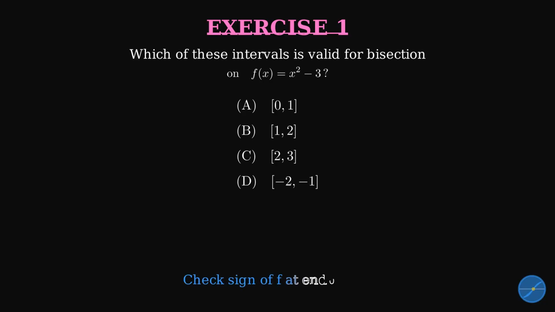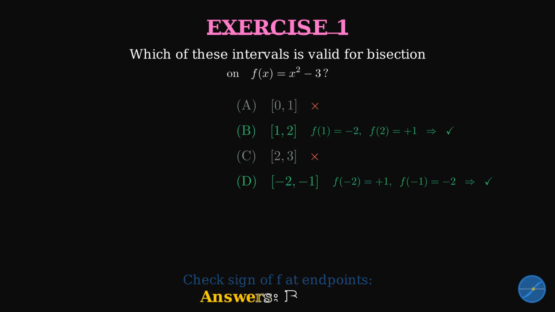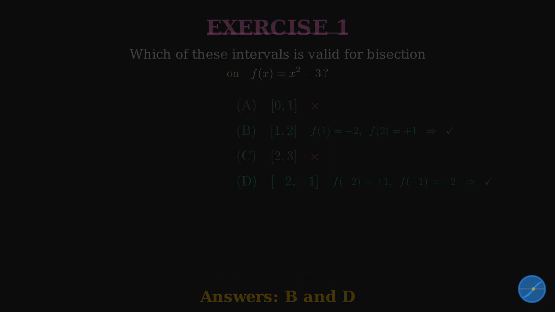Do the signs differ at the endpoints? On B, f of 1 is minus 2 and f of 2 is plus 1. They flip, so B works. On D, plus 1 and minus 2, that flips too. D works. A and C keep the same sign at both ends, so bisection cannot start there. So the valid intervals are B and D.